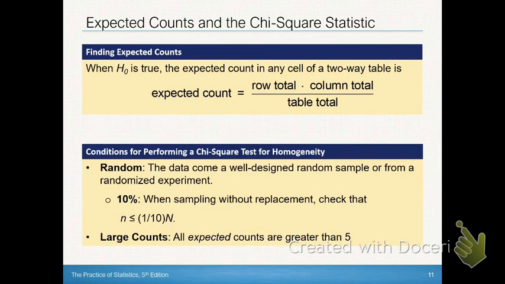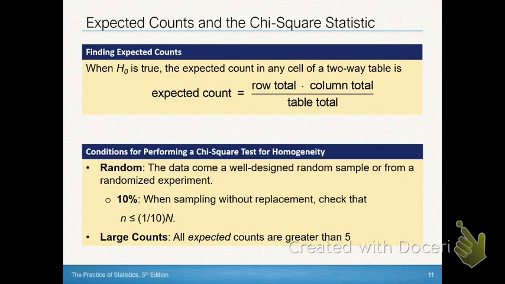So if we repeat that, that's going to give us each expected count for each entry in the table. We do the row total times the column total divided by the table total. Now in terms of our conditions to do the test, these should look familiar, although there is one small difference. So we do still want there to either be a random sample or random assignment, depending if we're talking about a study or an experiment.